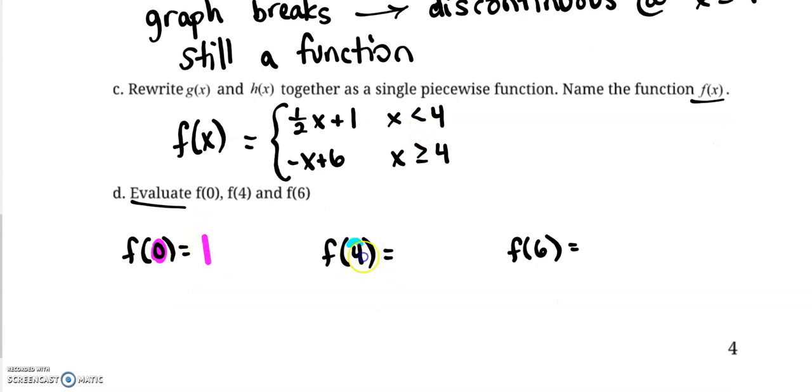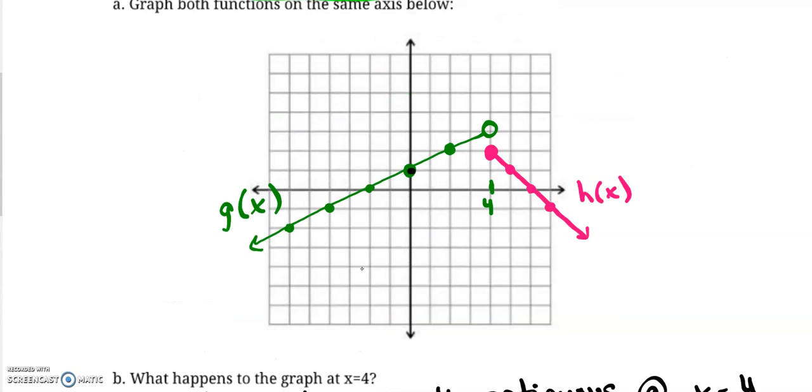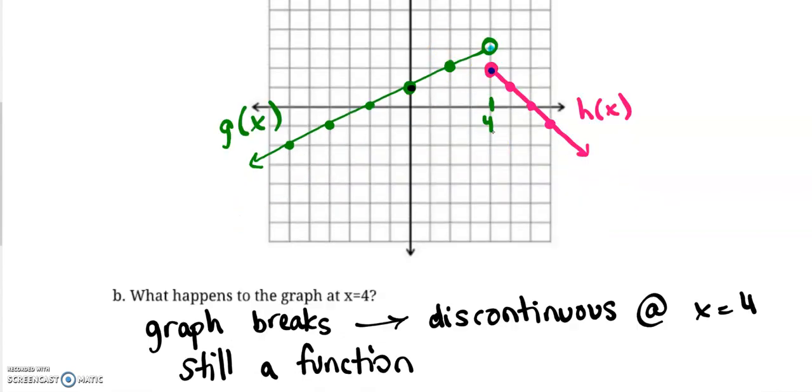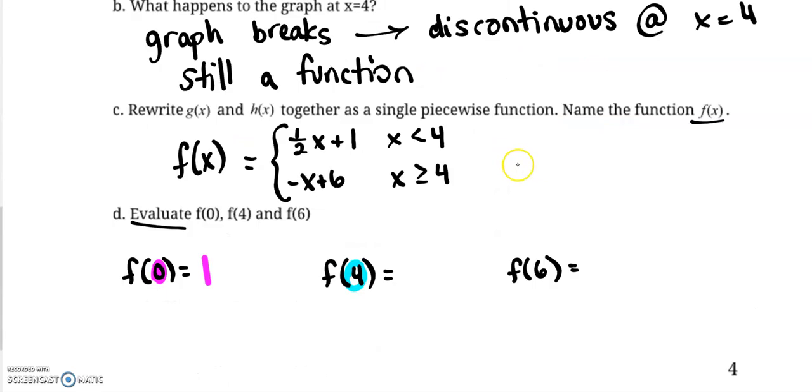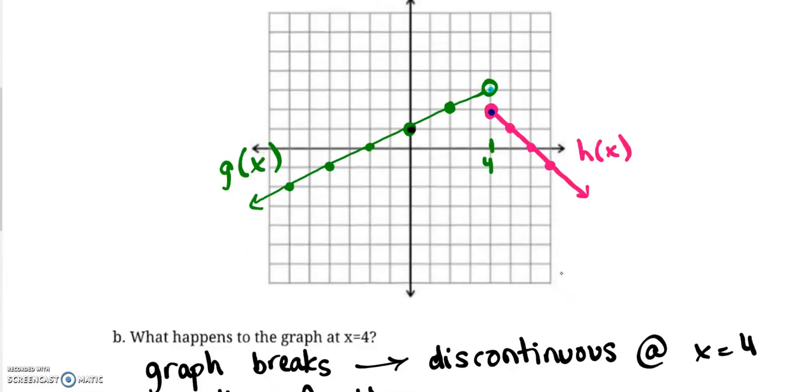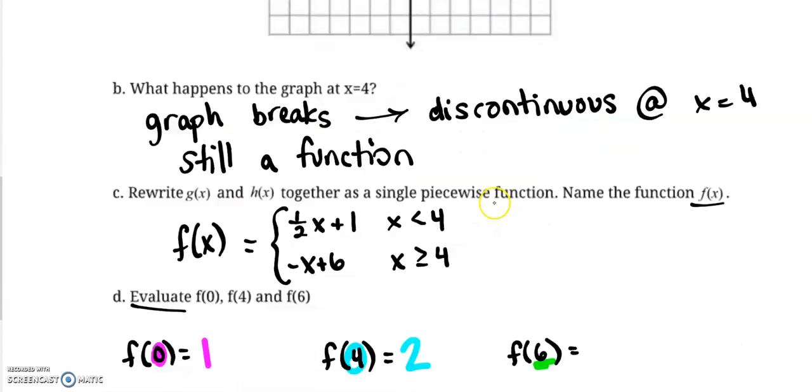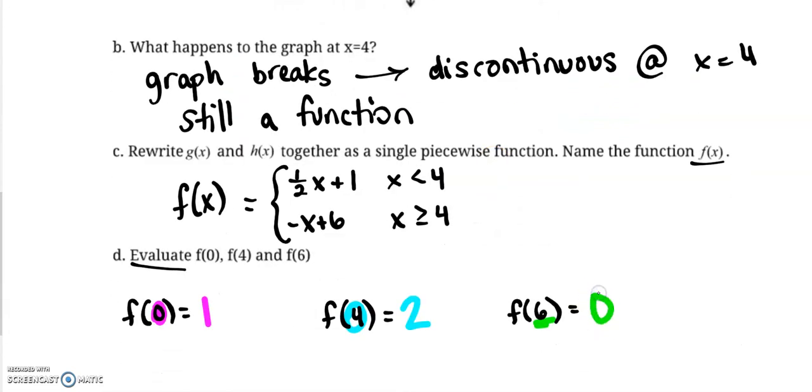Okay, what about 4? Where is x equal to 4? Ooh, which one is it? Well, which one does it equal? It equals and is closed at 2. That's a height of 2. Okay, so 2. And then last but not least, what about 6? If I go to 6, 1, 2, 3, 4, 5, 6, it looks like my graph has a height of 0. Okay, so we're looking for the y values at each of these places.